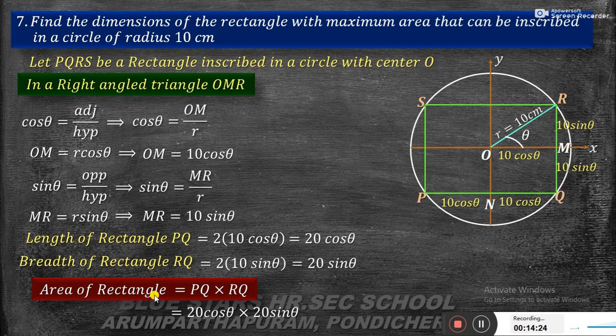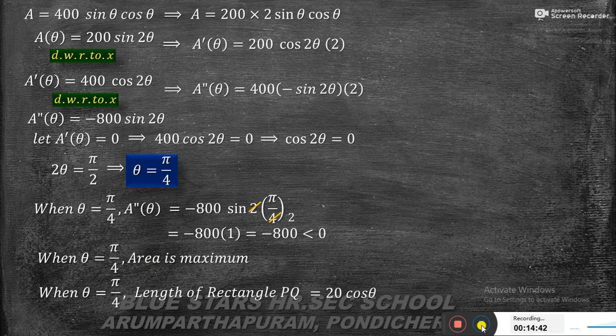Therefore area of the rectangle equal to PQ, length into breadth. Length we mentioned by PQ and breadth by RQ. So 20 cos theta into 20 sin theta. So 20 into 20, 400 cos theta sin theta. The next step, A equal to area equal to 400 sin theta cos theta. I write it as 200 into 2 sin theta cos theta. Next step, 2 sin theta cos theta is sin 2 theta, so 200 sin 2 theta.